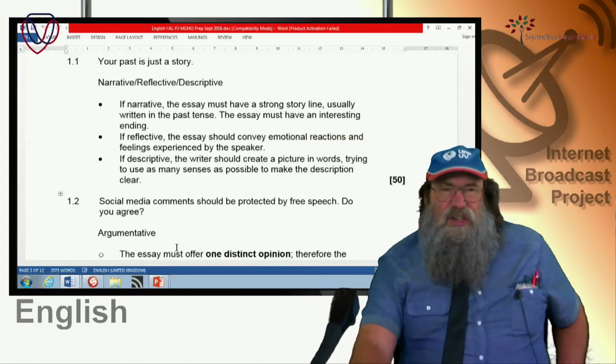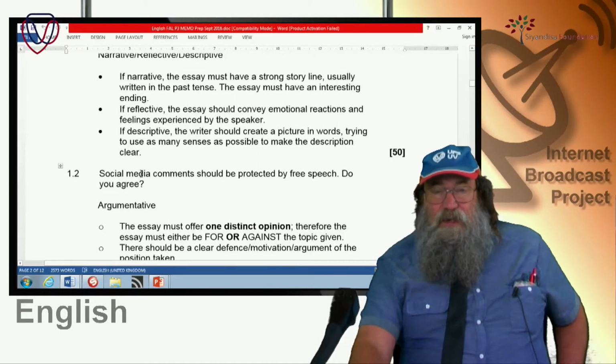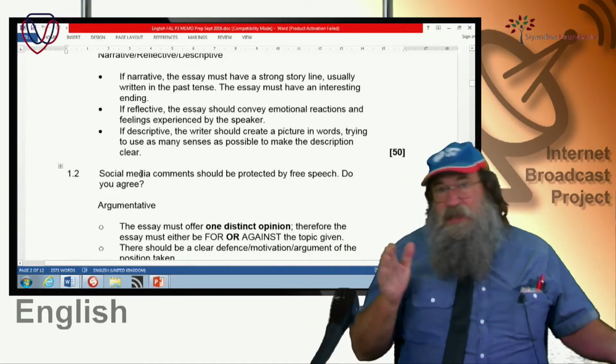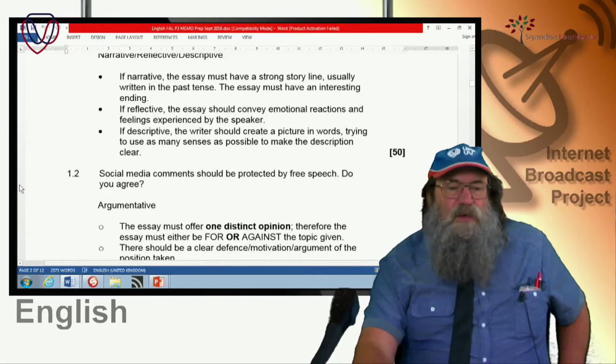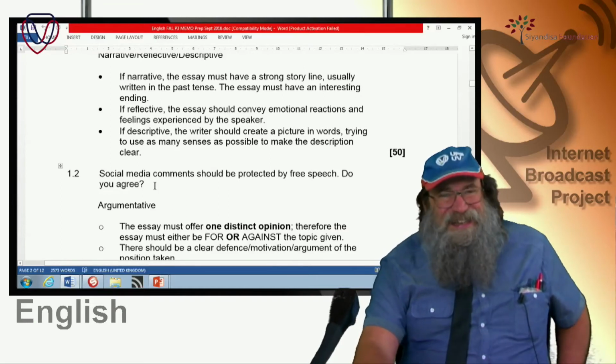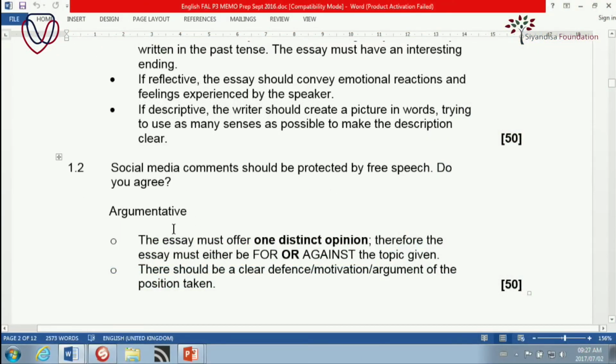Could you make it discursive? Well, it's a risky thing when it says, do you agree, to then say, yes, I agree partially, or only, or you see, this is why I don't agree, but this is why I do agree. Stick to, if it says, do you agree, either yes or no, which is argumentative. And here it actually says in the memo, the essay must offer one distinct opinion. Therefore, the essay must either be for or against the topic given. You see that? There should be a clear defense or motivation or argument of the position taken.